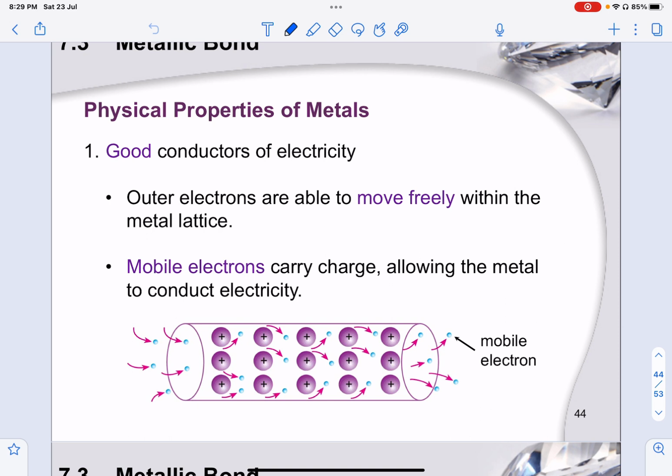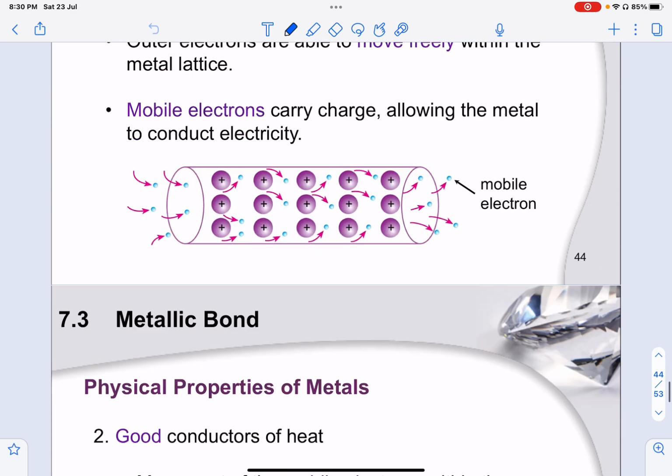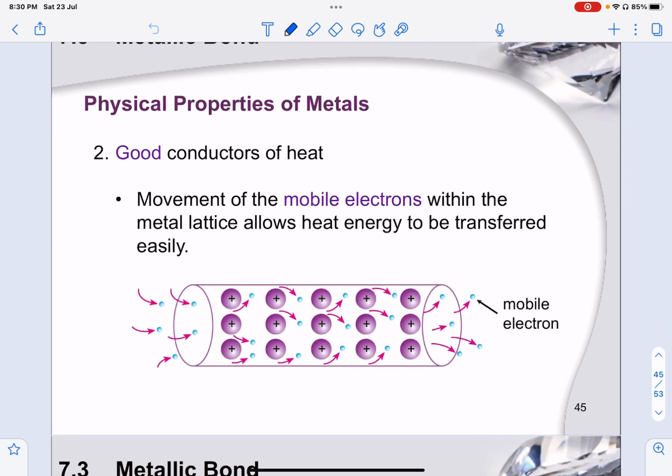these metals are very good conductors of electricity, as the outer electrons are able to move freely within the metal lattice structure. Mobile electrons, because they are mobile and delocalized, are also able to carry charges, and hence able to conduct electricity along the metal. That is why metals tend to be good conductors of electricity. They are also good conductors of heat, as the movement of the mobile electrons within them also allows heat energy to be transferred over easily and fast.